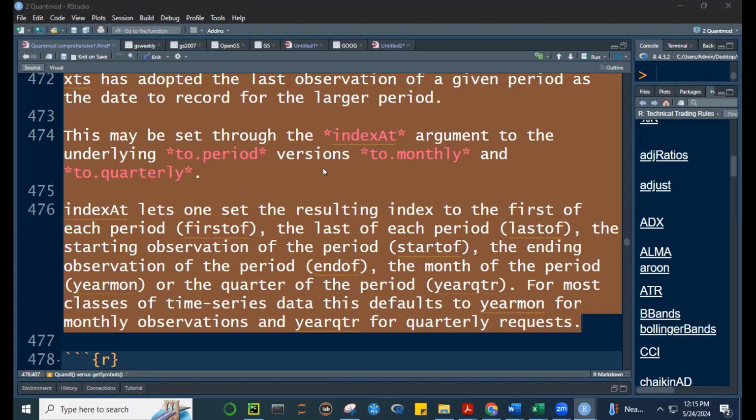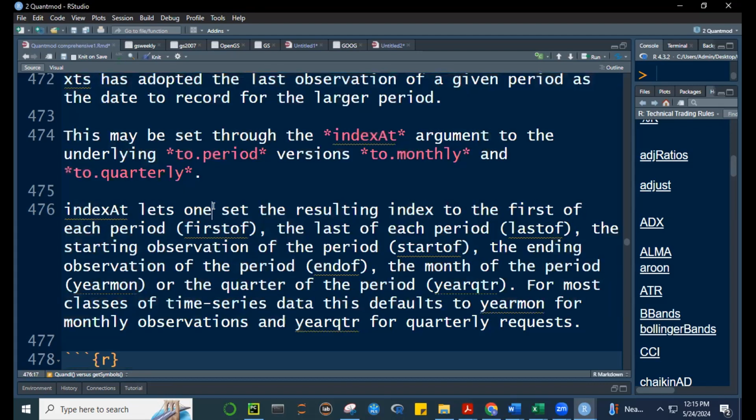It's too long. This is the problem with the. Okay, let me.